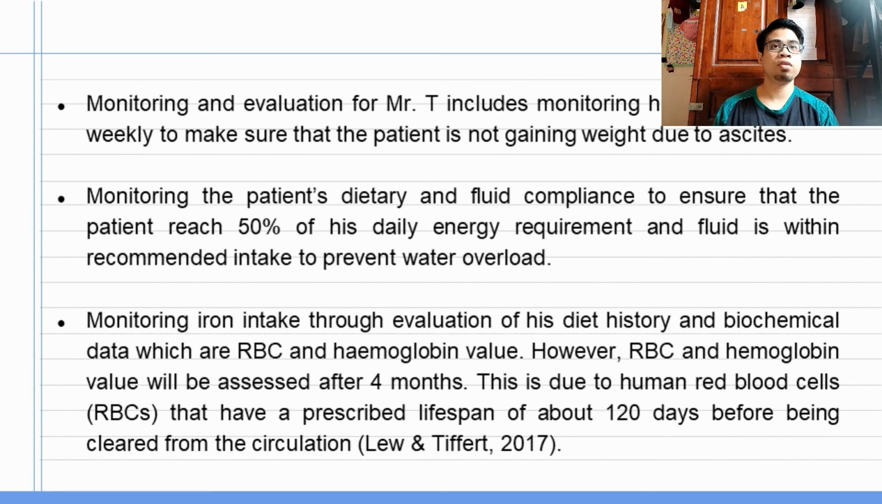Monitoring and evaluation for Mr. T includes monitoring his weight changes weekly to make sure that the patient is not gaining weight due to ascites. Monitoring the patient's dietary and fluid compliance to ensure that the patient reaches 50% of his daily energy requirement and that fluid is within the recommended intake to prevent water overload. Monitoring iron intake through evaluation of his blood history and biochemical data, which are RBC and hemoglobin values. However, RBC and hemoglobin values will be assessed after 4 months. This is due to human red blood cells having a lifespan of about 120 days before being cleared from circulation.